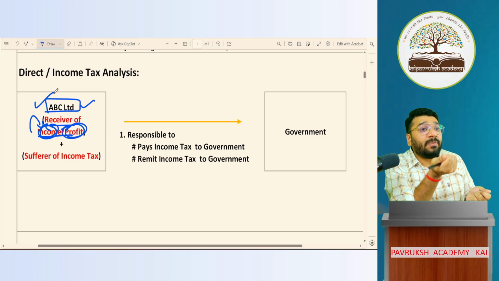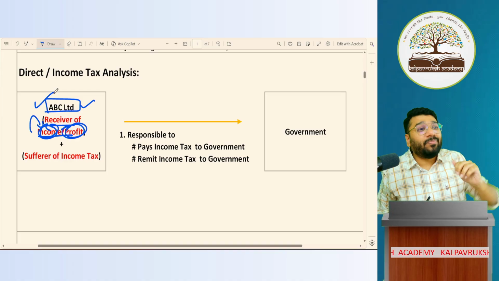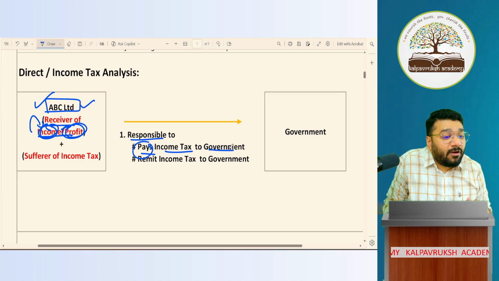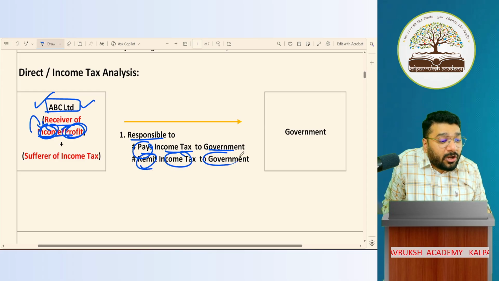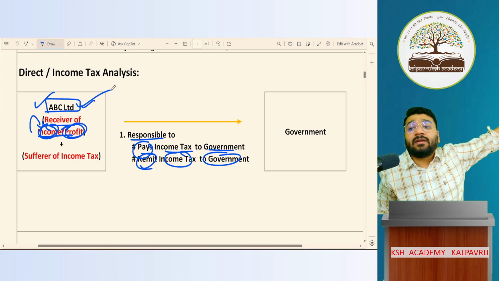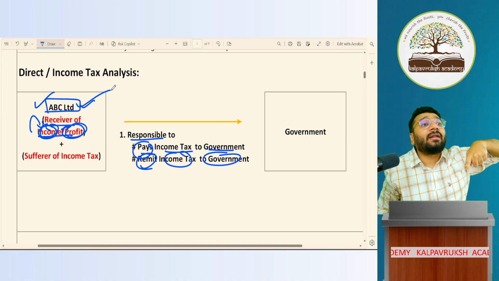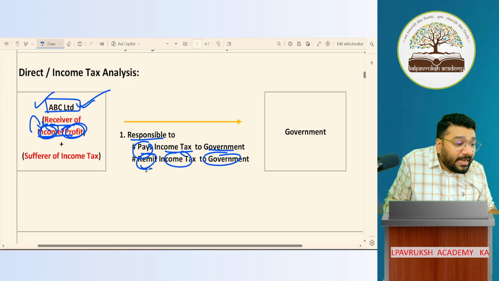But who is responsible to hand over this money to government in case of income tax? The same company. So the person who is responsible to pay income tax to government is this company itself, and the person who is responsible to remit the income tax to government is the same person. So in case of income tax, the person who is paying and remitting the tax are both the same. Remitting means what? Handing over the money.